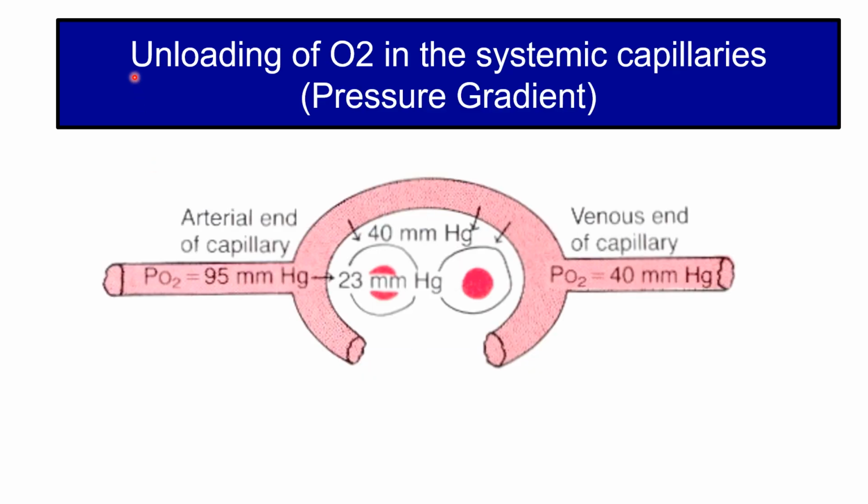Moving on to the unloading of oxygen in the systemic capillaries. The arterial O2 tension is 95, while in the tissue it is 23. And therefore, the pressure gradient favors the diffusion of oxygen from the arterial blood into the tissues. And the amount of oxygen remaining in the venous blood will produce an O2 tension of around 40.